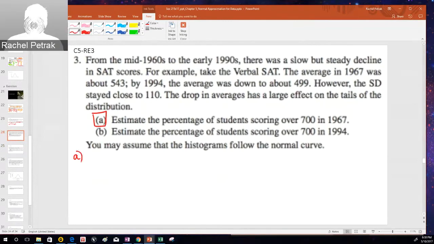First step here is to take note of our pertinent data. So the average in 1967, I'm going to label this so I can remember what each one is. So this is 1967, and the mean is 543. The standard deviation was still 110. And we're looking for the z. And our next, we're going to need the z for a score of 700.